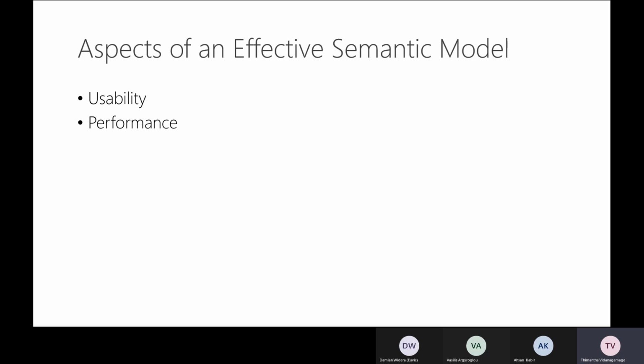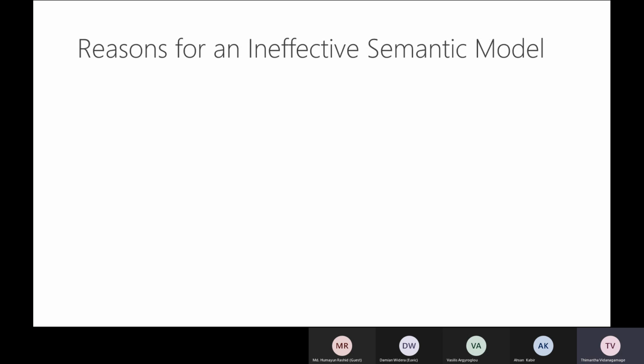So there should always be a balance and combination between usability and performance in order to build an effective semantic model. And yes, there can be other aspects such as security and many more that come into play in an effective semantic model as well. But these two are the key features from a Power BI developer's point of view to improve the effectiveness of a semantic model. And moving into the reasons for an ineffective semantic model.